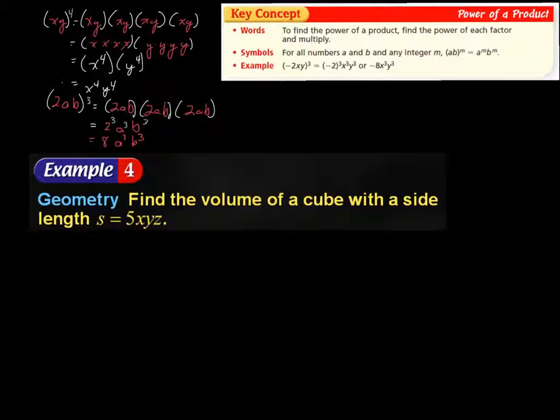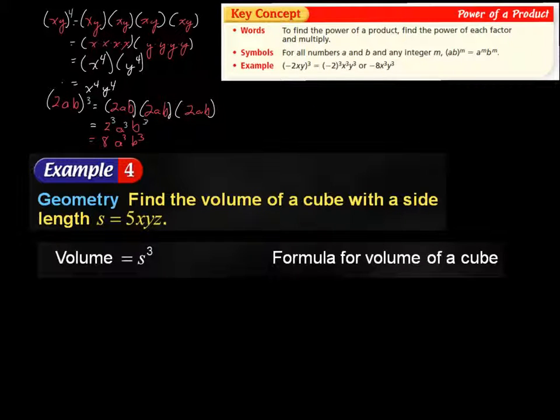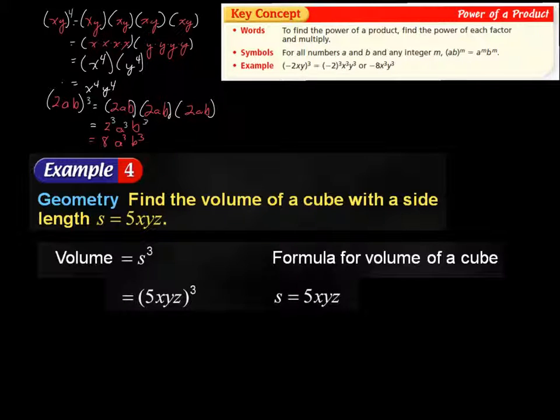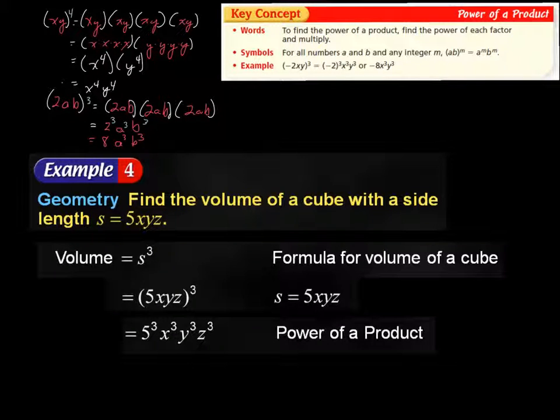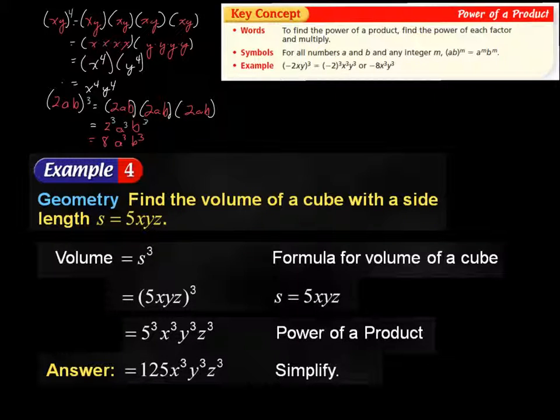So they decided to connect to geometry now. Find the volume of a cube with a side length s equals 5xyz. Just in case you need a refresher, the volume of a cube is the length of a side cubed. So we need to take the length of our side, which was 5xyz, and cube it. So we take each one of our, and I could call them numbers, even though some of them are variables, because a variable stands for a number, and we're going to cube them. So we have 5 cubed, x cubed, y cubed, z cubed. 5 cubed is 125, and then we just have our x cubed, y cubed, z cubed.